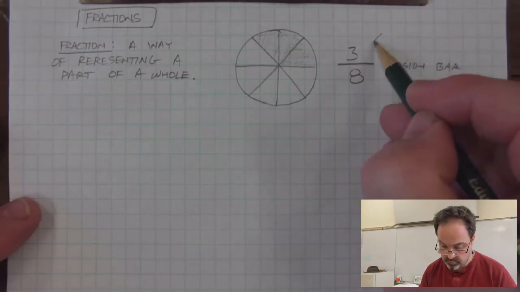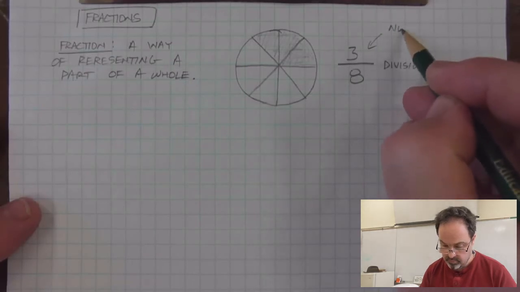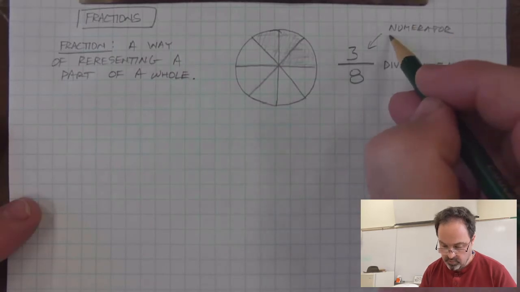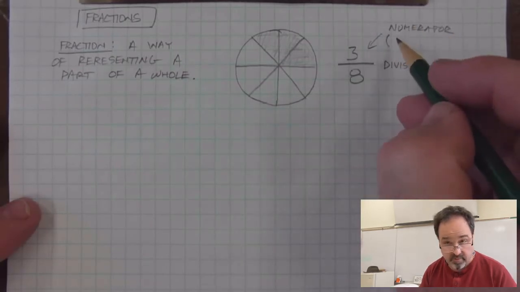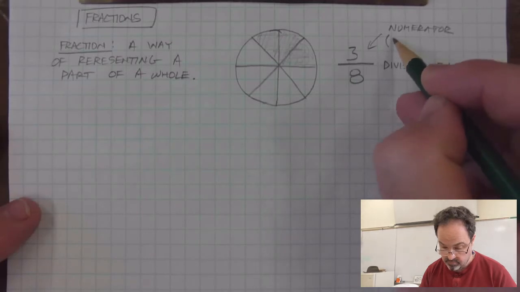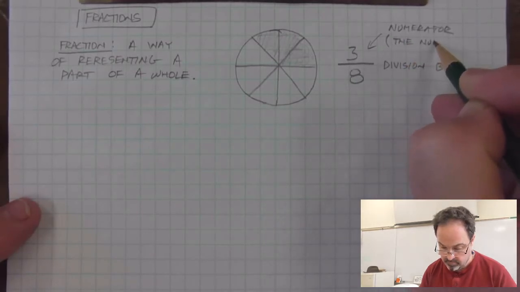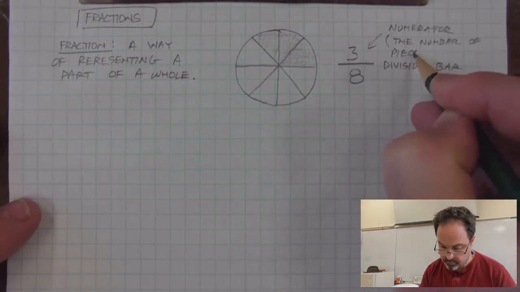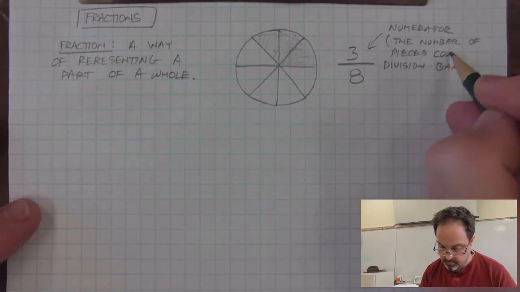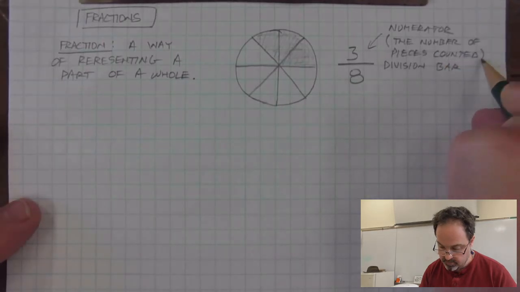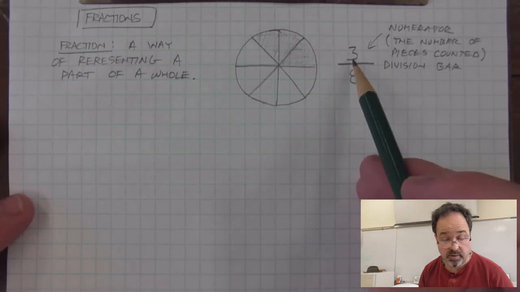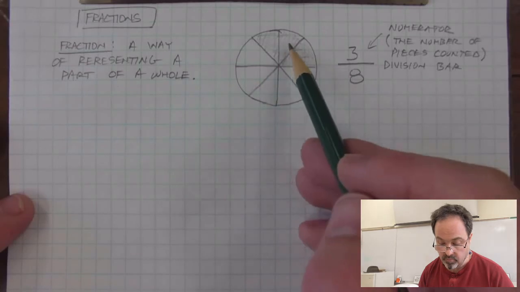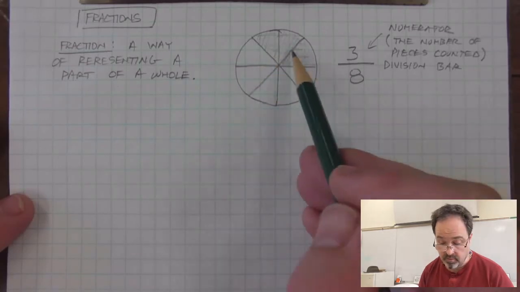And the fraction has a division bar, and 2 numbers. The top is called the numerator, and the numerator is the number of pieces that are counted. In this case, the numerator is equal to 3. Because of all the pieces in this presentation, 3 have been counted and represented by shading.